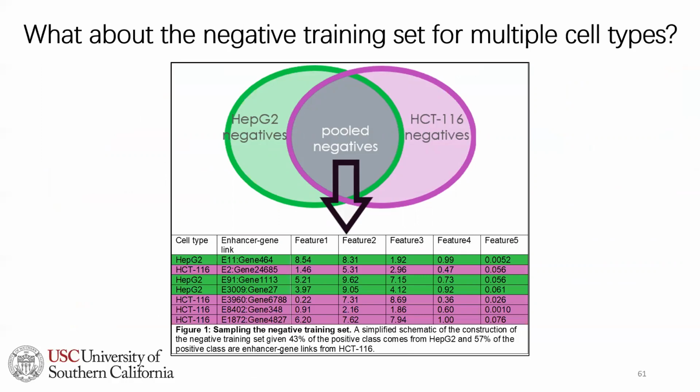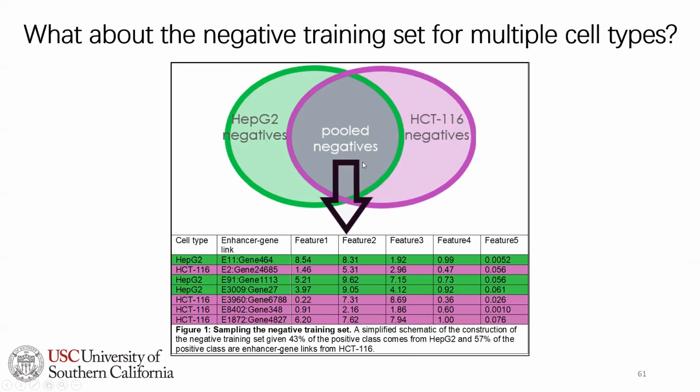the signal. If there's a link that's negative in one cell type but not in the other, that link would not be suitable for giving us information on enhancer gene link activity because it's not consistent across. So we really only want to be looking at negative links that are negative in both cell types, just so that we can remain consistent.